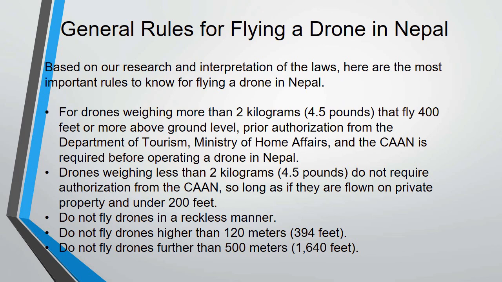Drones weighing less than 2 kilograms, that is 4.5 pounds, do not require authorization from the CAAN, so long as they are flown on private property under 200 feet. Do not fly drones in a reckless manner. Do not fly drones higher than 120 meters, that is 394 feet. Do not fly drones further than 500 meters, 1640 feet.